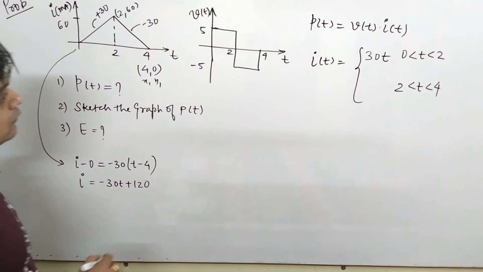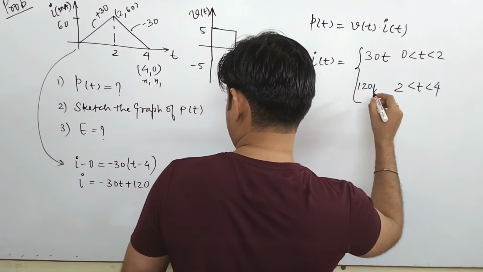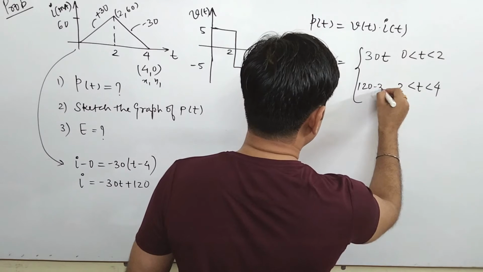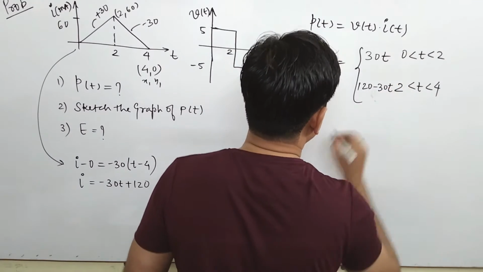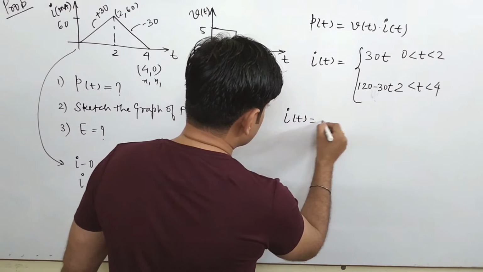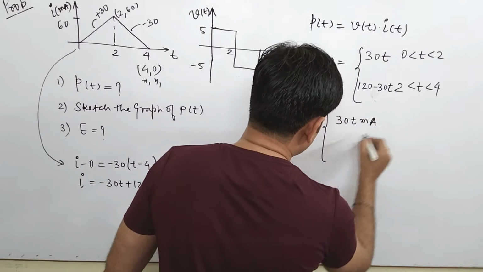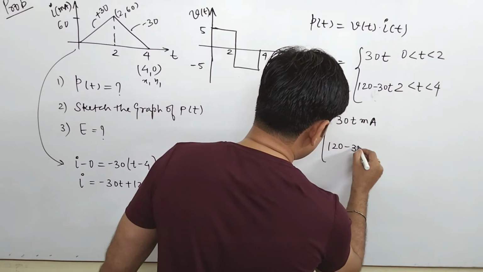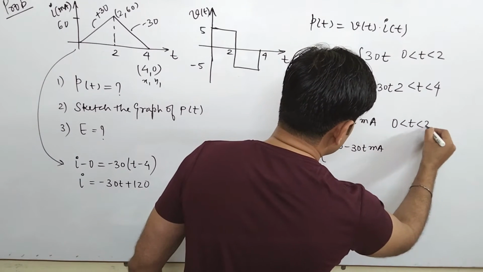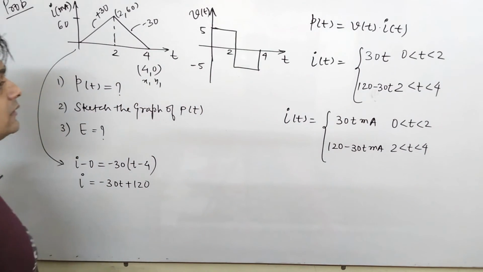So from here you can write it as 120 minus 30t. Very important thing, once again I am writing this I(t): it is 30t in milliamperes for 0 < t < 2, and 120 minus 30t in milliamperes for 2 < t < 4. Very simple.